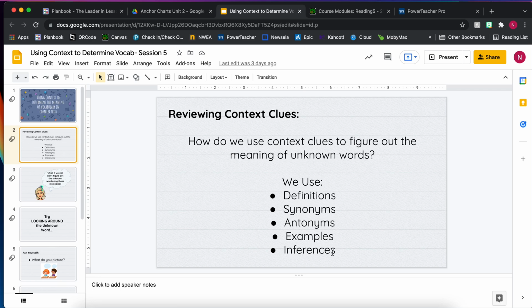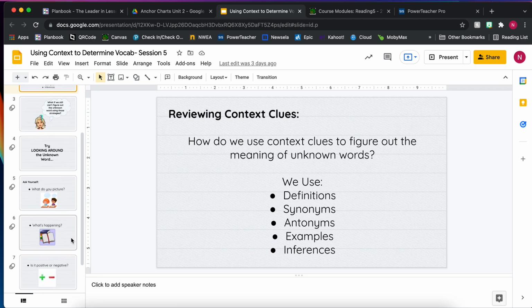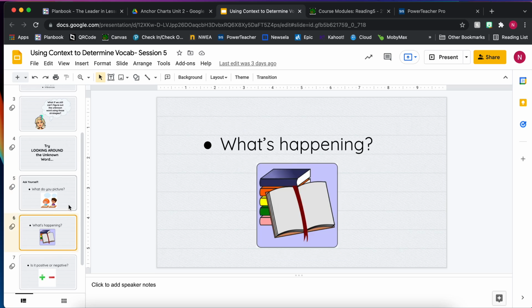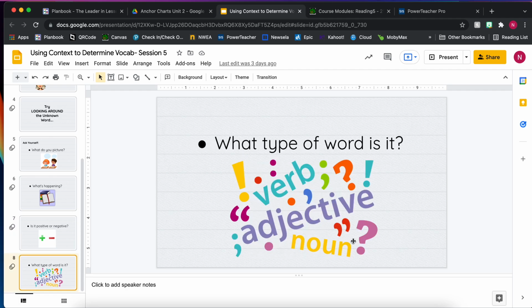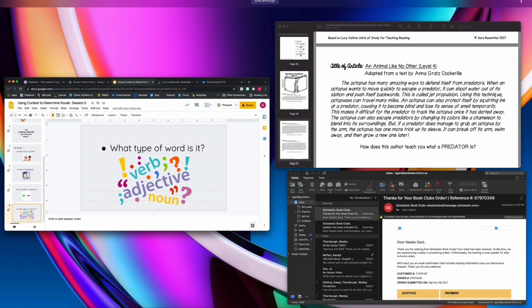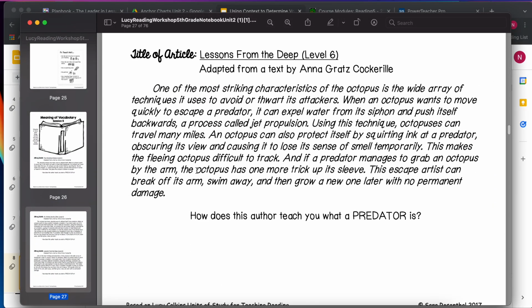We did have to use some inferencing, right? We also had to kind of picture what was happening as they were reading, noticing that predator was kind of a negative thing, and also that we knew it was a noun, so that helped us. So we used lots of different techniques on that one. Let's look at the last one and see how they're trying to teach us how it's different this time. So notice we're all the way up to level 6, so this is going to be a little bit more difficult of a text.